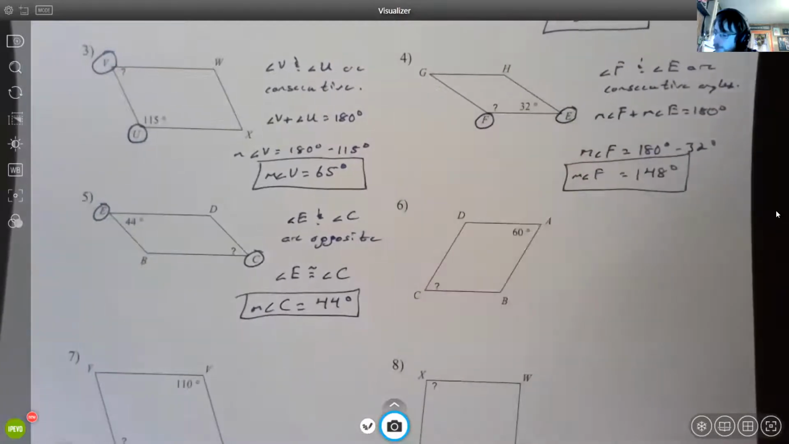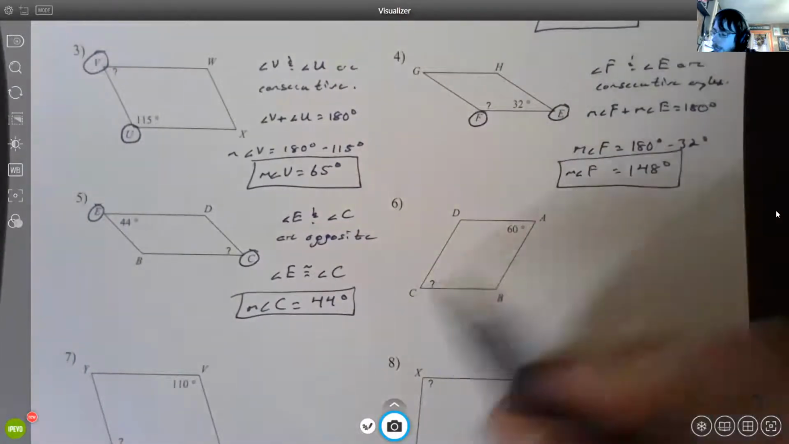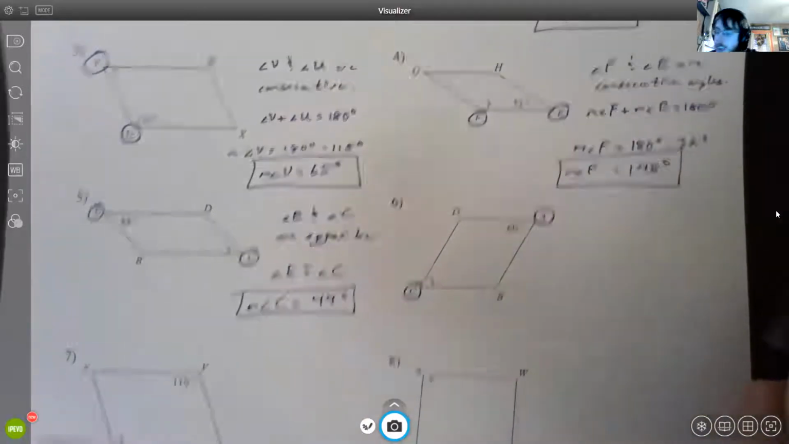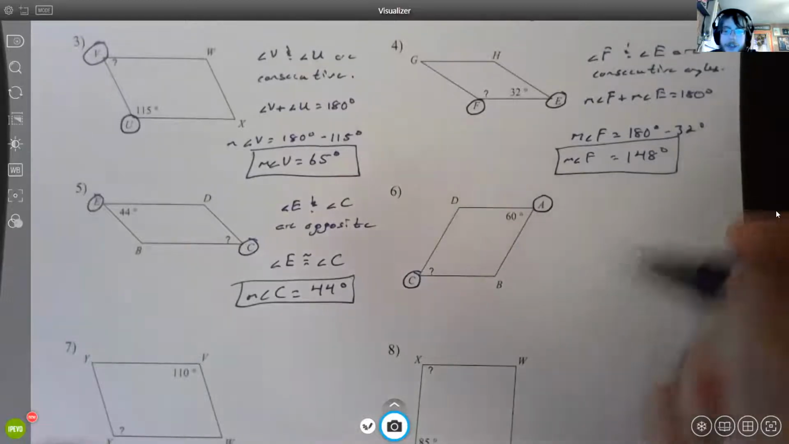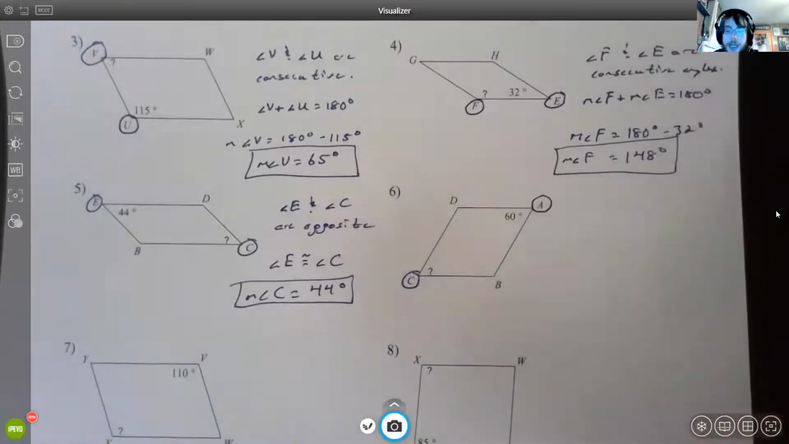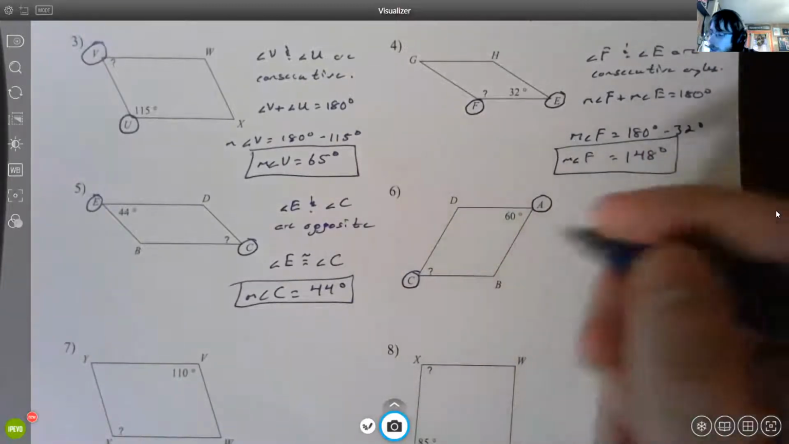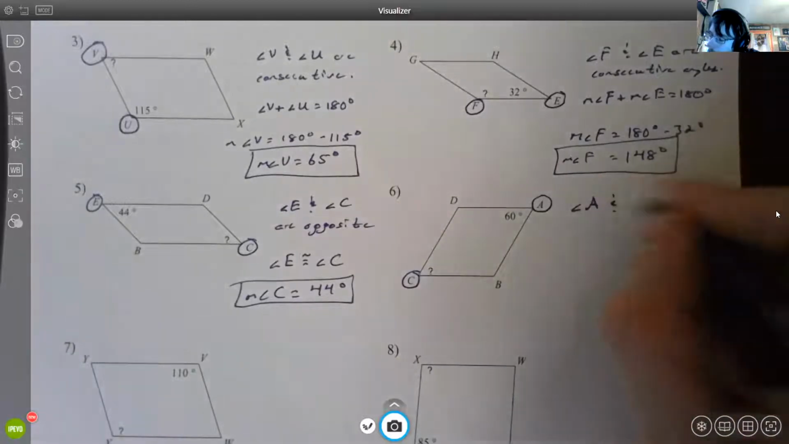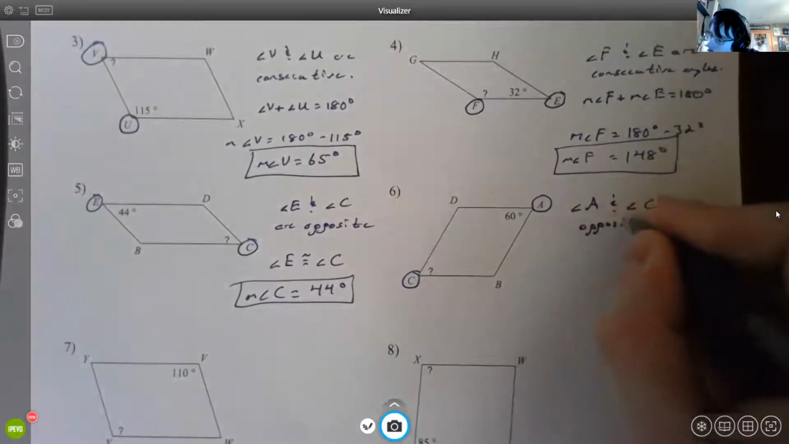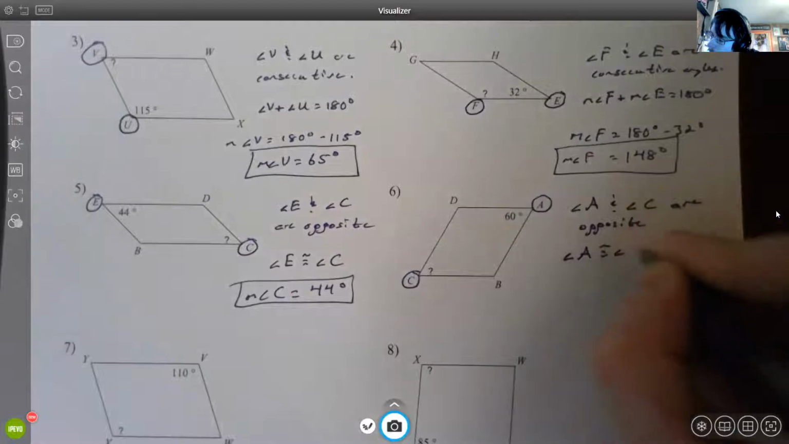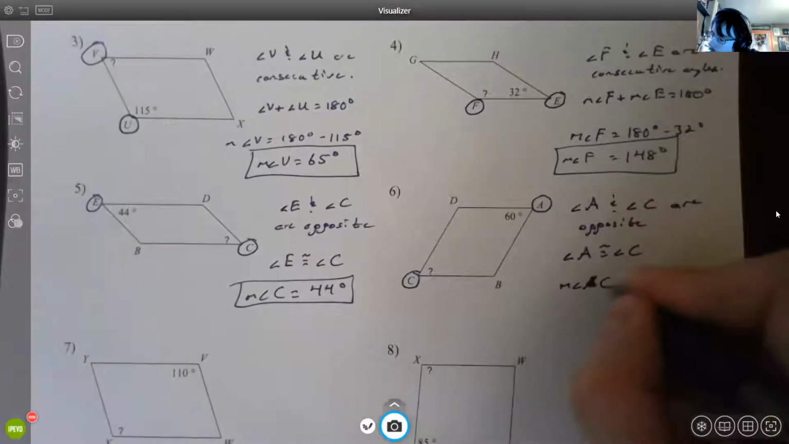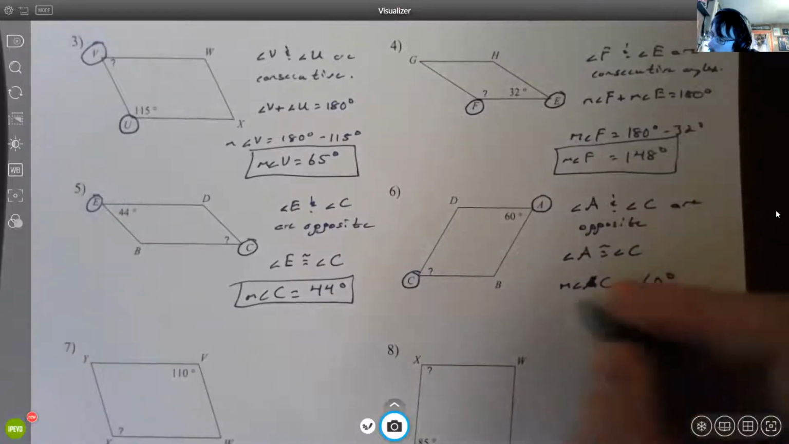Number 6. Number 6, we want to find angle C, and we have angle A to be 60 degrees. Are these angles opposite, or are they consecutive? And if you look here, you can see that A and C are not connected directly, so they cannot be consecutive. So they are opposite. They are in opposite corners of the parallelogram. So that means that angle A is congruent to angle C, which means the measure of angle C is equal to 60 degrees.